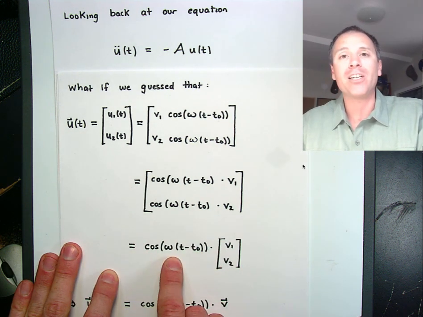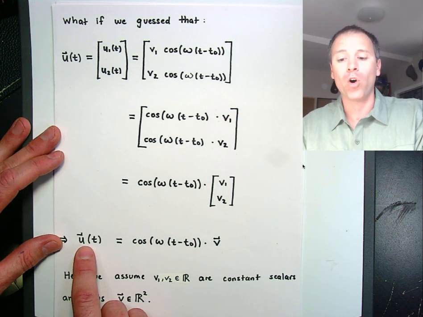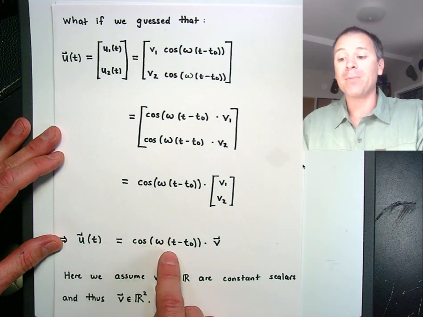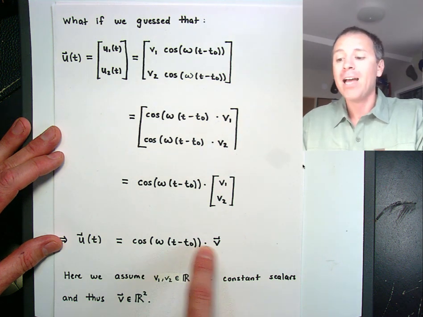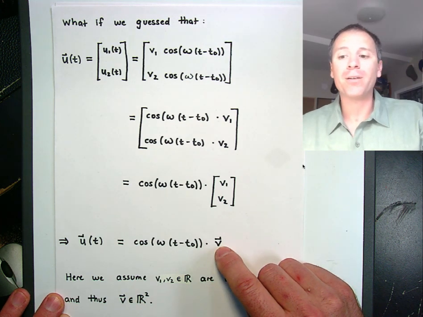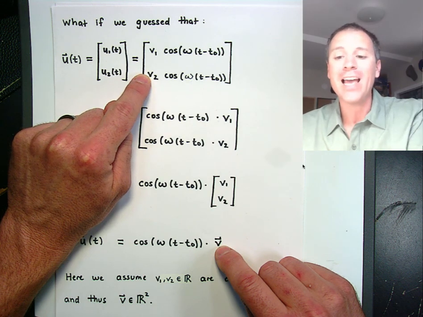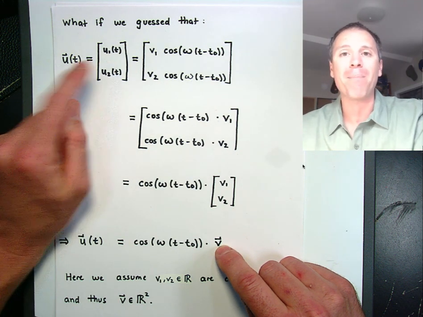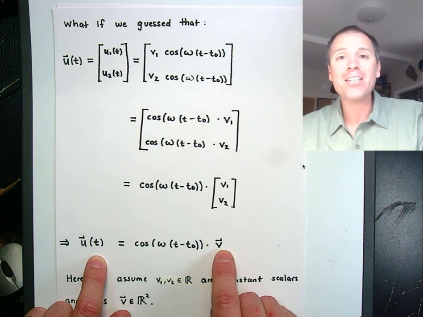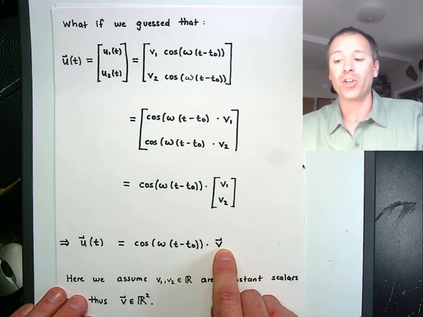The output of this function is a scalar, so we're saying, let's make a guess that the solution to our differential equation takes the form u of t is equal to a scalar multiple cosine omega times t minus t naught, the reference time, times some constant vector v. The fact that we've assumed that our masses are actually in motion means that these values v1 and v2 are not both zero. In other words, this is not the zero function. It's not like the masses just stay in place. These things are actually moving. In other words, we want to find a non-zero vector v such that u is equal to cosine times that non-zero vector in this form.